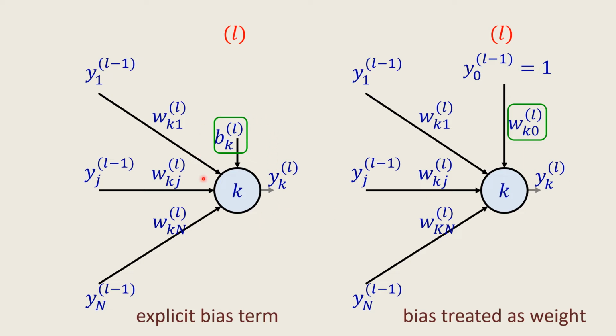Now, this bias Bk superscript L, which is added to the net input Sk, can also be perceived as another weight Wk0, which is permanently tied to an output of one of the previous layer. So this Bk can be replaced with Wk0. That's why the bias can also be treated as a weight.